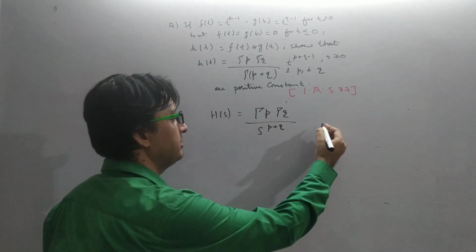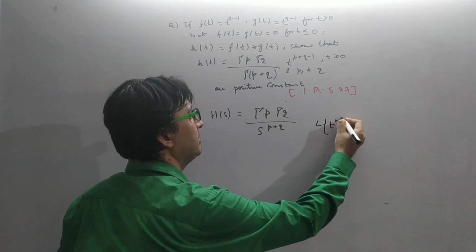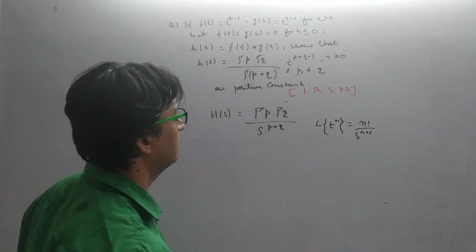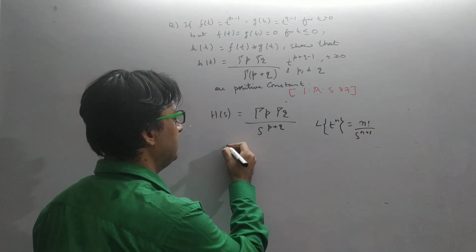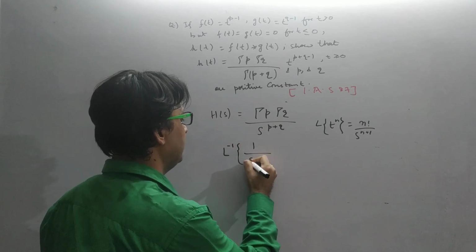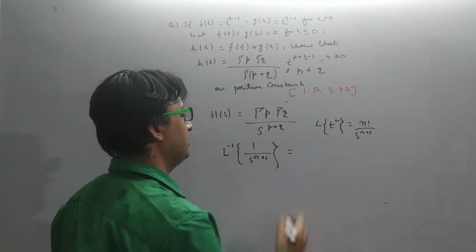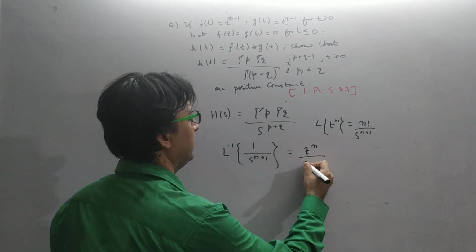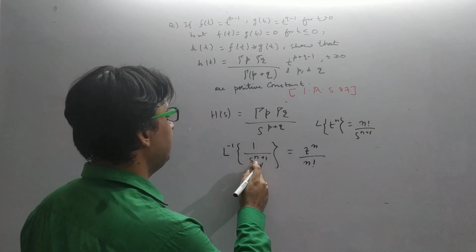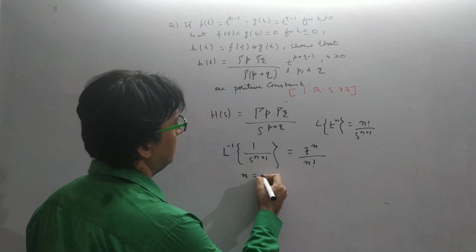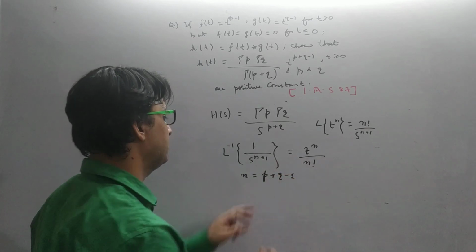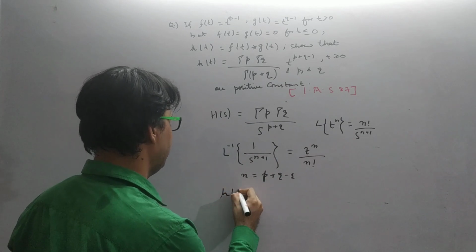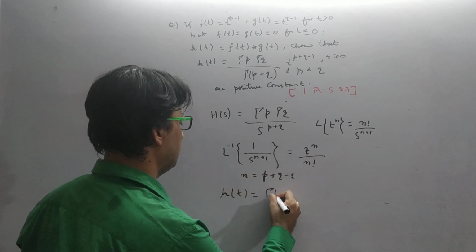Now we have just used this property: the Laplace transform of t to the power n is equal to n factorial by s to the power n plus 1. Similarly, the Laplace inverse of 1 by s to the power n plus 1 is equal to t to the power n by n factorial. So here n is equal to p plus q minus 1, because we are adding plus 1, so we have to take minus 1. So what will be the Laplace inverse of H(s)? Pretty much clear.